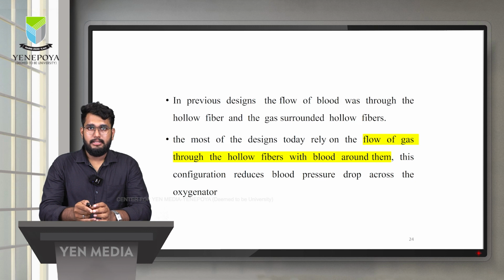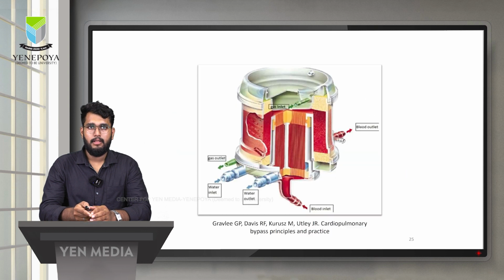In earlier days, in the design of the membrane oxygenator, the flow of blood was through the hollow fiber and gas surrounded the hollow fibers. The most advanced design shows flow of gas through the hollow fiber and blood around them. Most of the designs today rely on the flow of gas through the hollow fibers with blood around them, as I mentioned earlier. So this configuration reduces the blood pressure drop across the oxygenator.